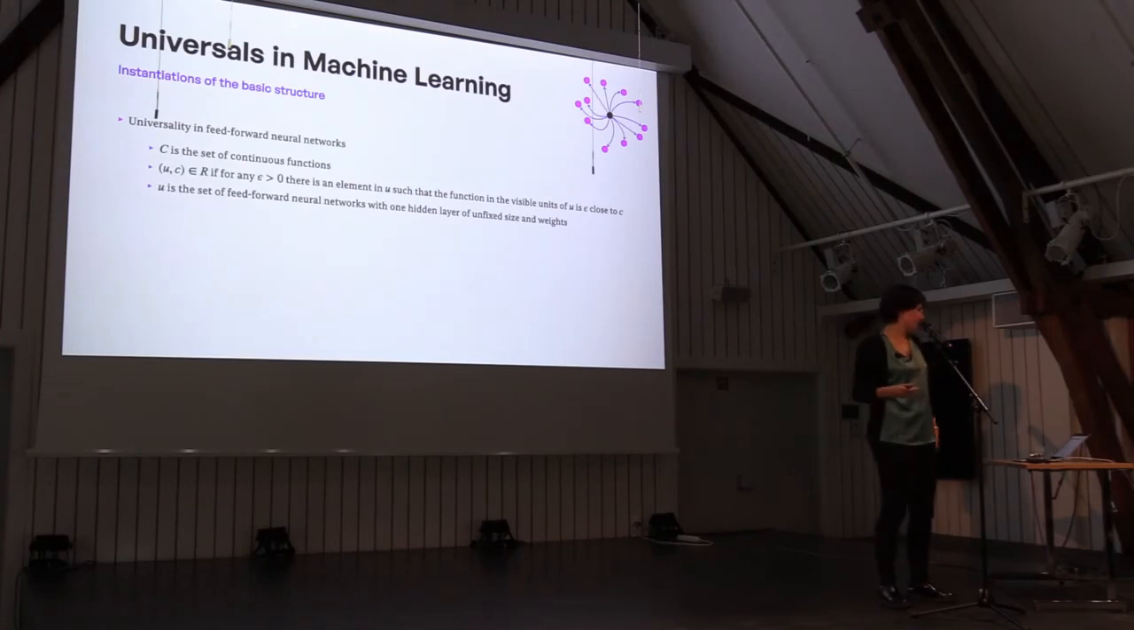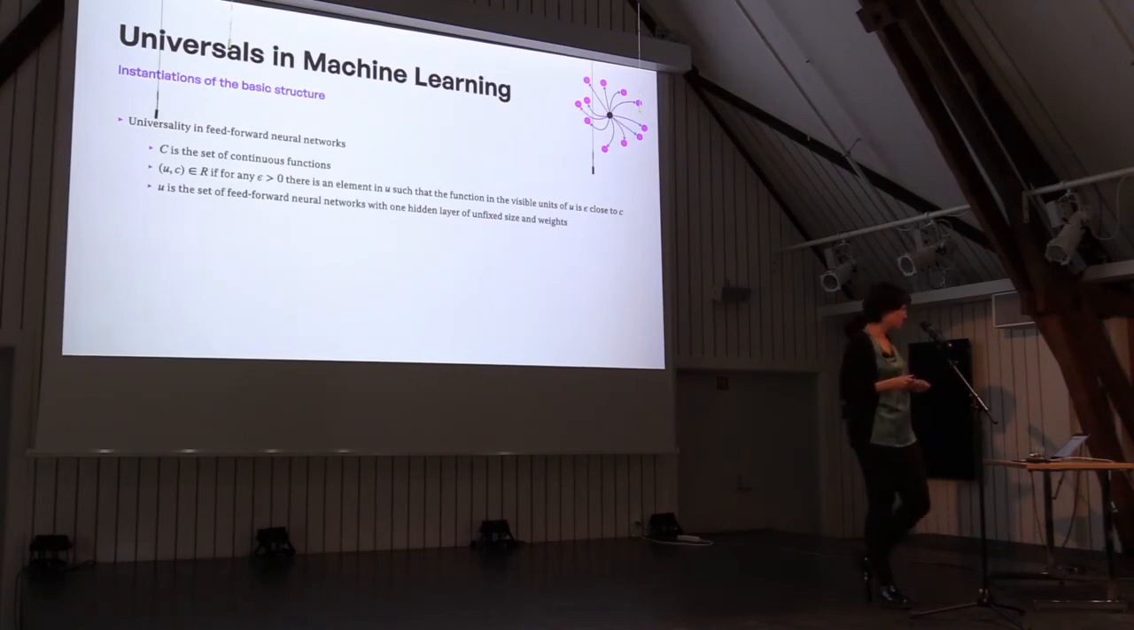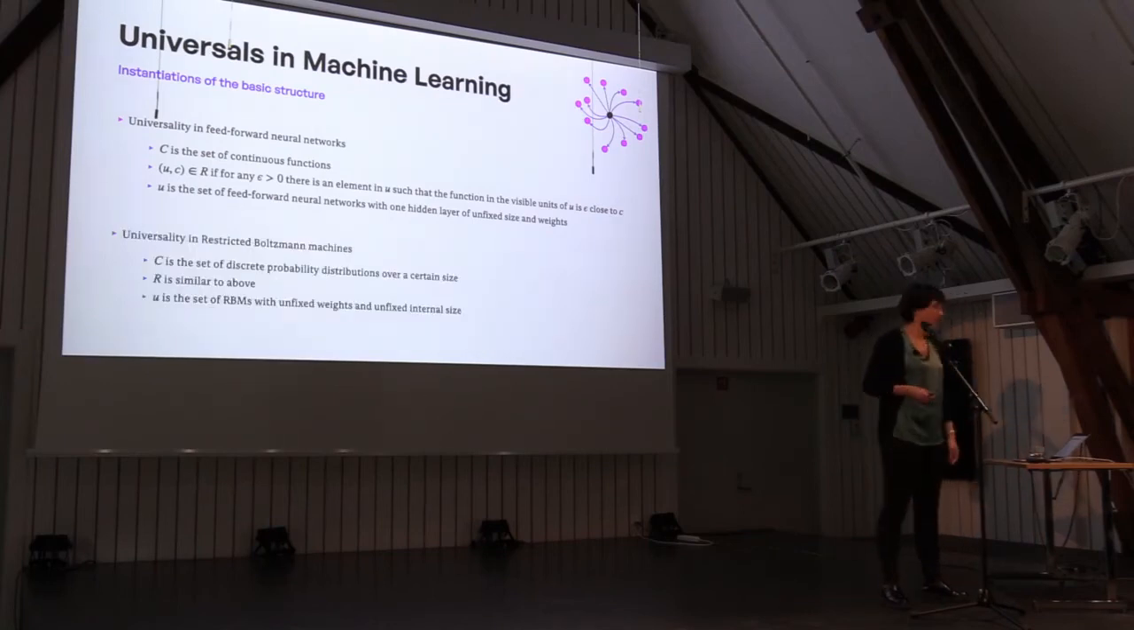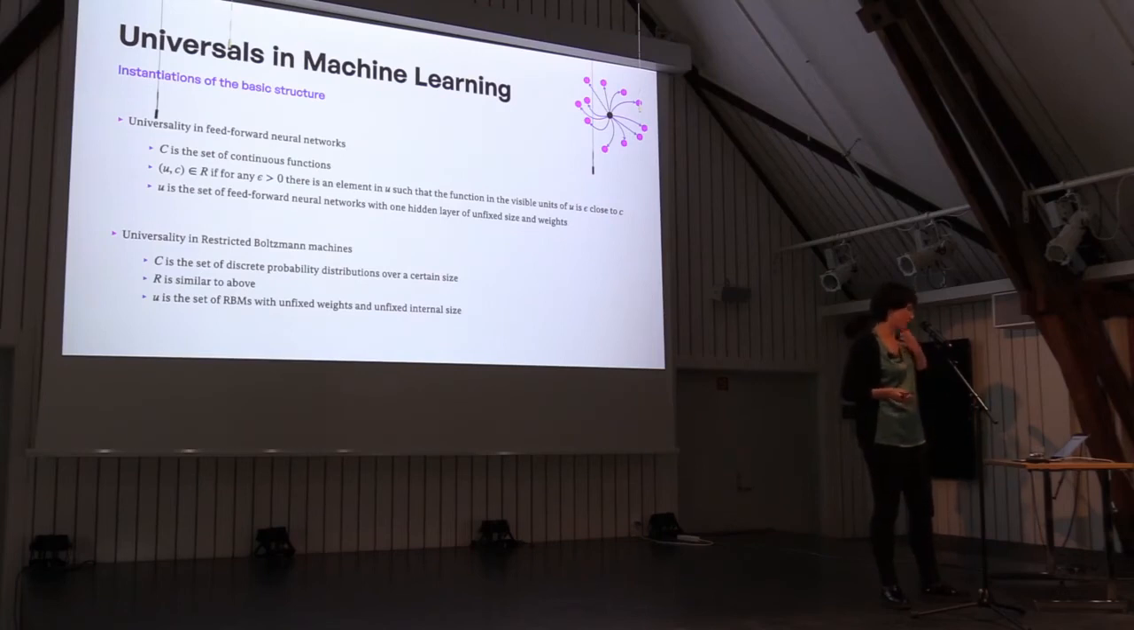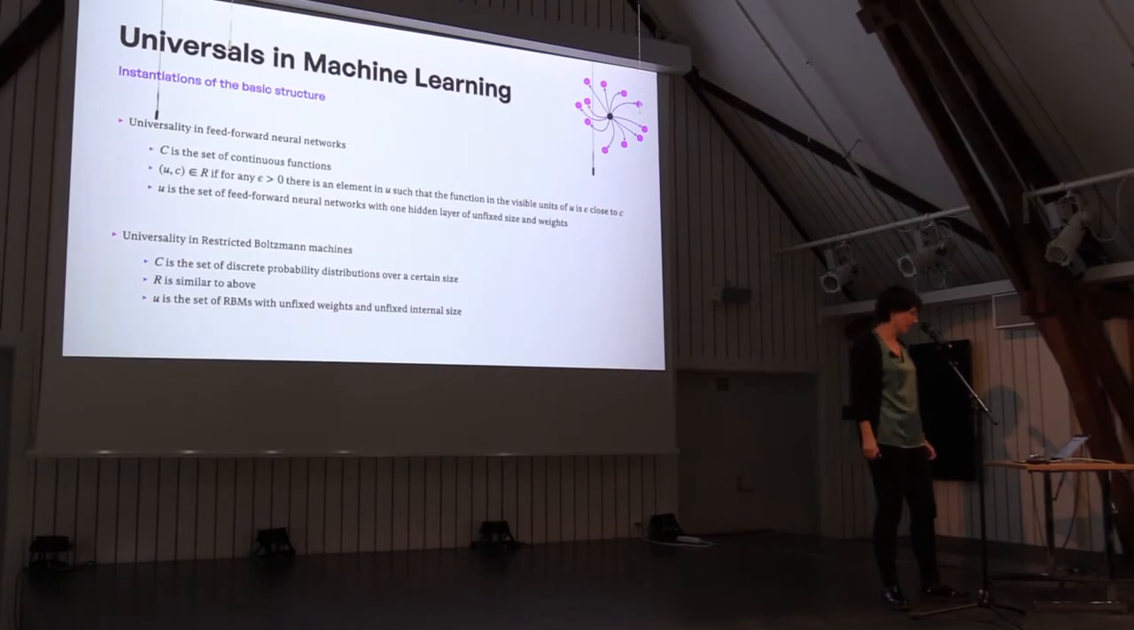Feed-forward neural networks, we have similar things. C is the set of continuous functions. That's what I explained earlier. R is the relation that for any epsilon, there exists an element so that the visible units are epsilon close to that element. And U would be the set of feed-forward neural networks with one hidden layer. Similarly for restricted Boltzmann machines. In this case, you want to approximate discrete probability distributions. And the details on the epsilon measure, like the distance measure, will vary, but it's a statement of denseness.